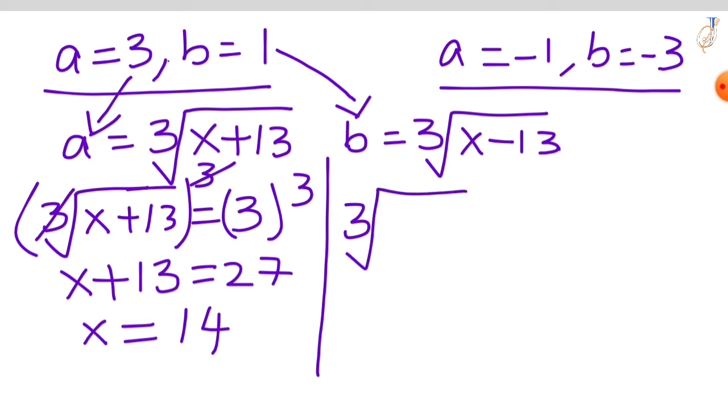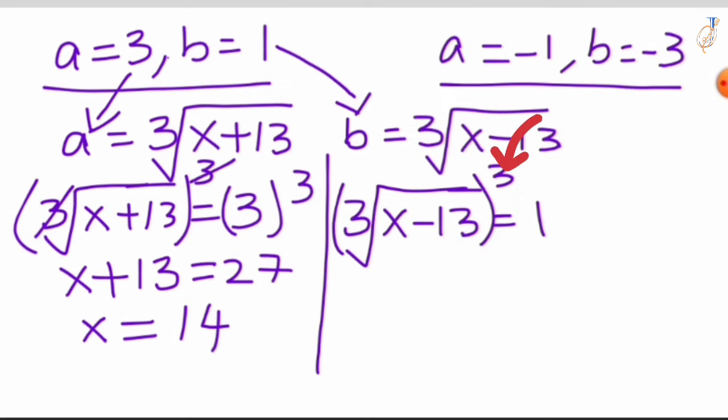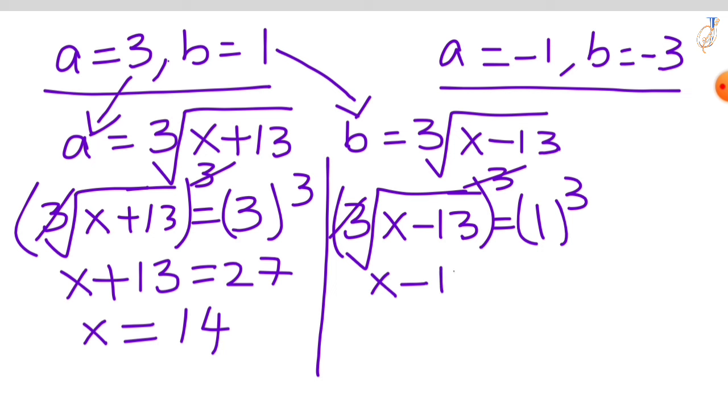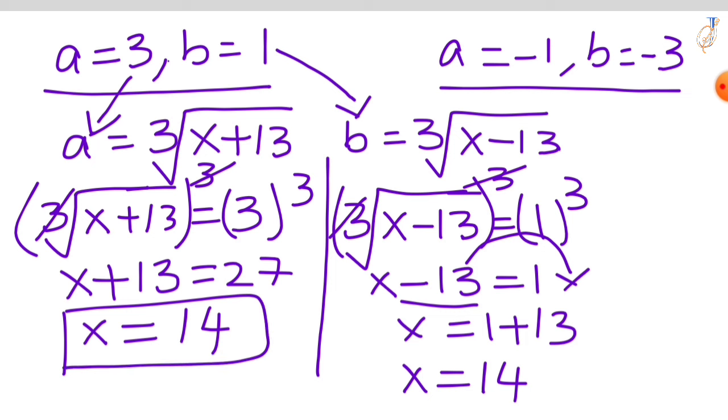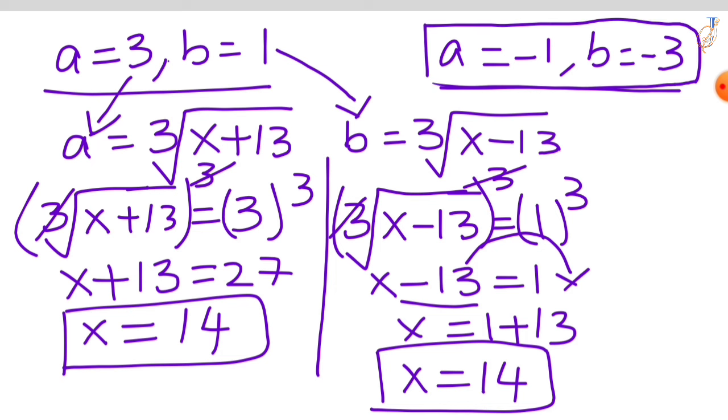Cube root of x minus 13 is equal to 1, since our b value is 1. Raise both sides to the third power. Then x minus 13 equal to 1. So x equal to 1 plus 13, when you send this minus to the opposite side, it will become plus 13. So x equal to 14. So when you take a equal to 3, b equal to 1, you get the same value of x, that is x equal to 14. Now we will see a equal to -1, b equal to -3.